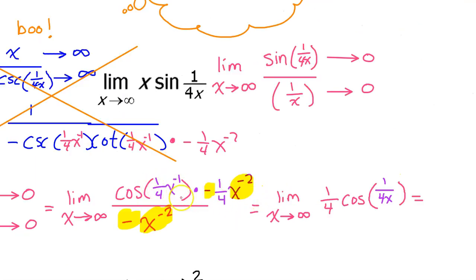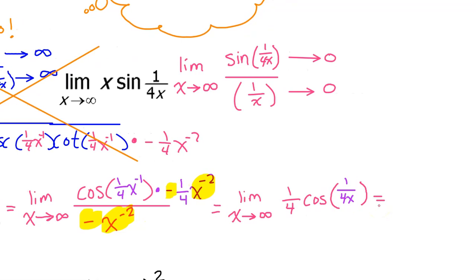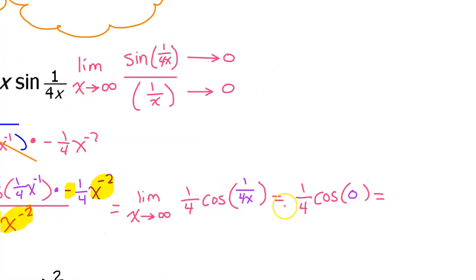And I'm putting this back to 1 over 4x to make it easier to perceive what happens next. As x approaches infinity, the denominator here gets bigger and bigger and bigger, so the overall value of the fraction is approaching 0. So this limit will equal 1/4 times the cosine of 0. The cosine of 0 is 1, so this is just 1/4. And that is the limit.